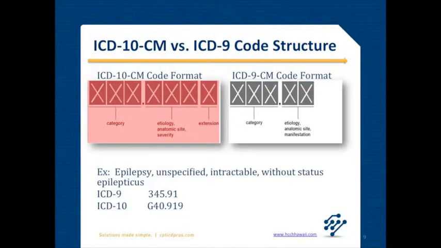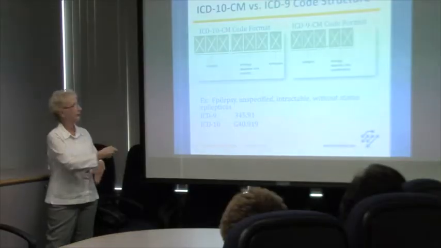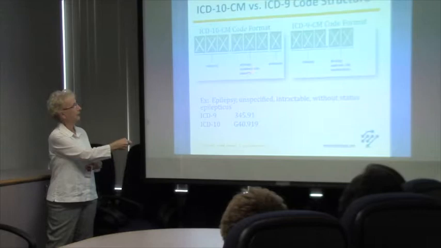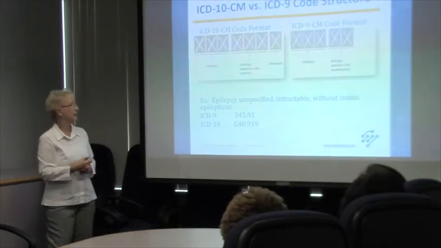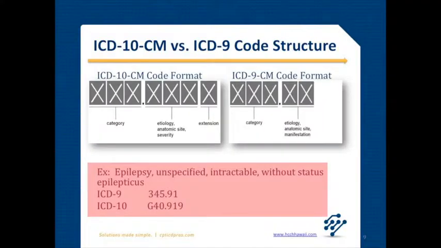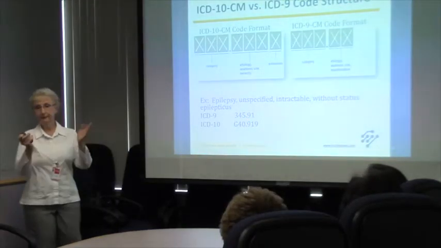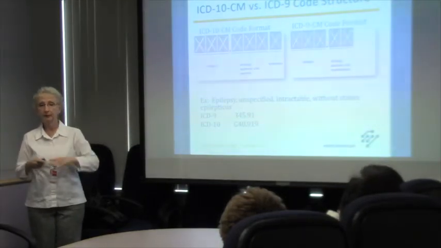Same deal in ICD-10: there's a 3-character base category, and you add. The only difference is you might add more, but it's the same idea. Etiology, anatomic site, severity, these 3 characters, and we're going to talk about this extension code in just a moment. So here's what it looks like. Unspecified epilepsy, intractable without status epilepticus. In ICD-9, it looks like that: here's your base code with something added. And in ICD-10, here's your base code with something added. This one's very similar. A lot of them, there's no connection. You'll try to make sense of it, and just don't even try.